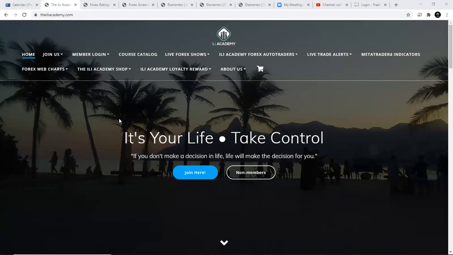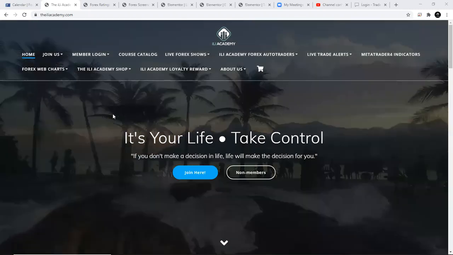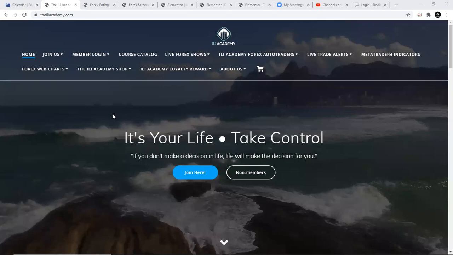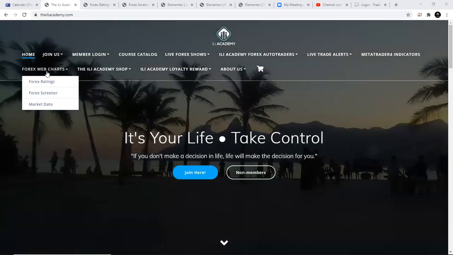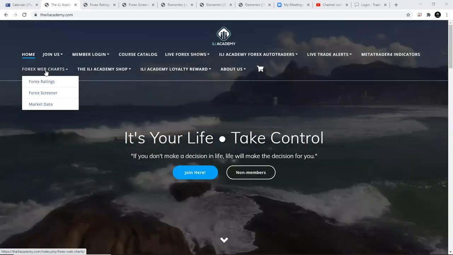I did add a couple of new things to the website. I mentioned this on the daily market overview show this morning, but I want to mention it here too if you didn't watch that show. This new tab here is like the Forex web charts. It's actually a charting software from TradingView that you can use right on the website.